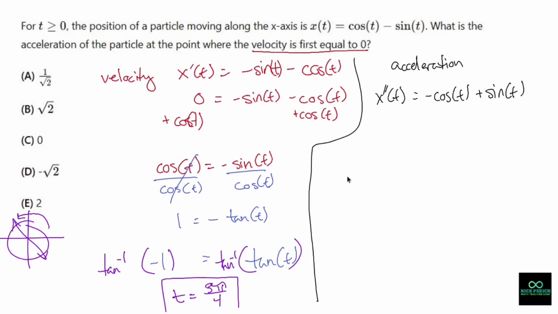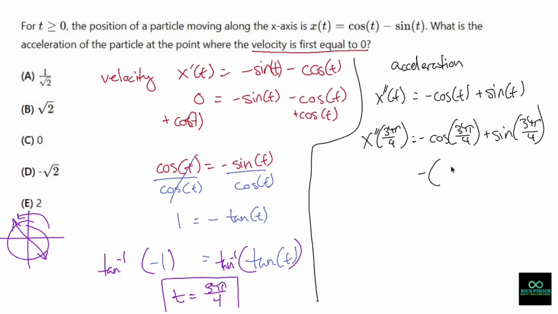So what I want to do is plug in 3 pi over 4. So x double prime of 3 pi over 4 equals negative cosine of 3 pi over 4, unit circle thoughts, plus sine of 3 pi over 4. So we're looking at lots of root 2's. So u will become negative, and again, we're over here, so negative, cosine's the x value, negative root 2 over 2, plus sine is the y value, so that's going to be regular root 2 over 2.